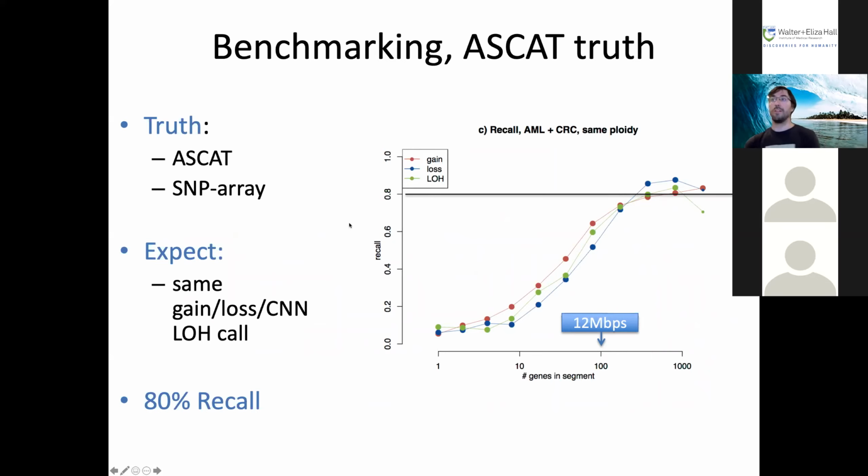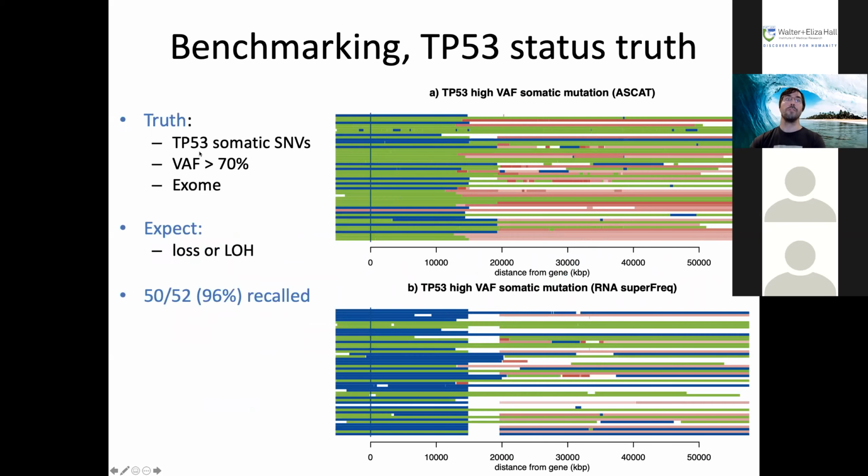We can do a few other assessments as well on how to measure this. For example, here the truth was based on SNP arrays with ASCAT. We can use a different truth as well. We can look at the most commonly mutated gene in the colorectal cohort, which is TP53. In particular, TP53 often comes together with a loss or copy number neutral LOH, which will knock out the wild type allele of TP53 so that you get a biallelic loss of TP53.